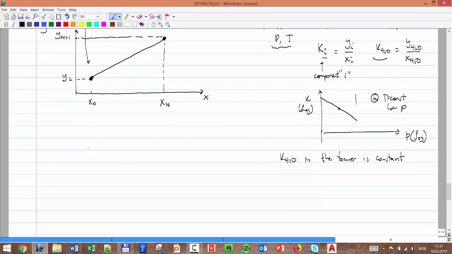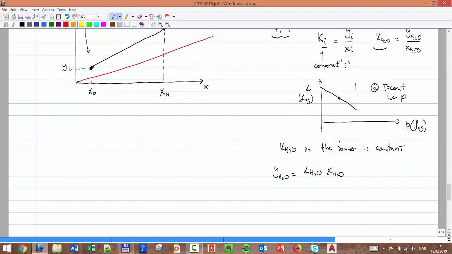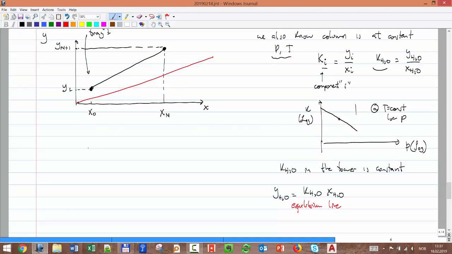That means that Y of H2O is simply K_H2O times X_H2O. And what does that give me here in this plot? Simply a line like that, right? And this is what we call the equilibrium line. That simply is K times X: the K factor times the molar fraction of water in the TEG.